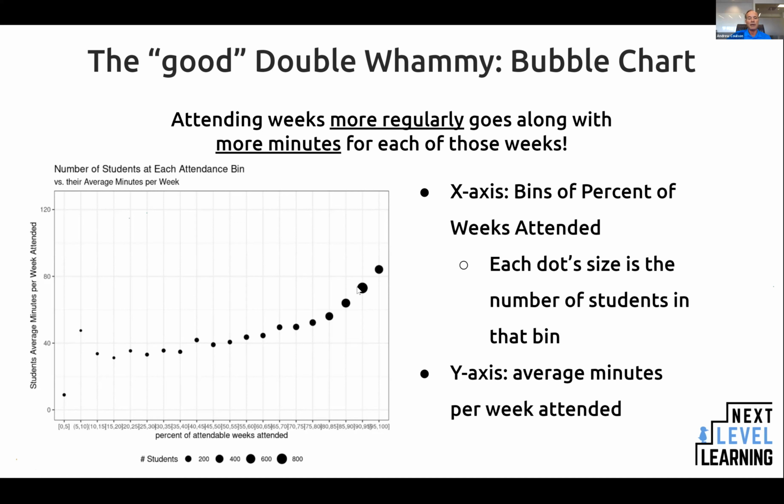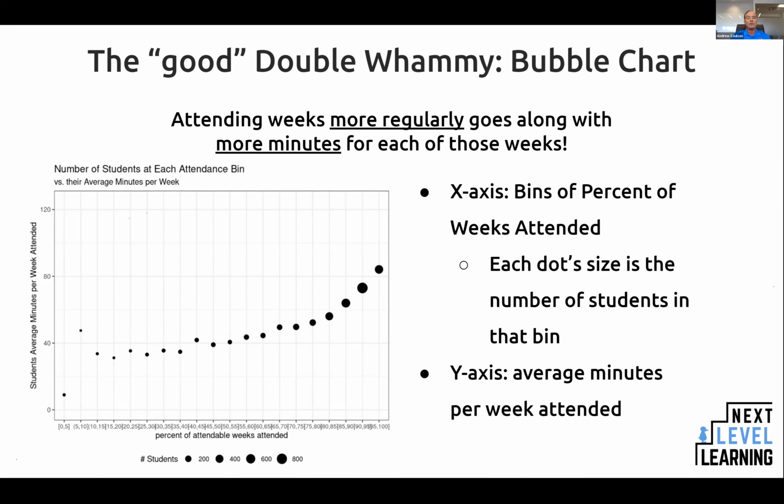So we've binned all the kiddos by which attendance bin they fell into for the full school year, and the size of the bubble is how many students, and then we averaged their minutes per week attended. That's the y-axis. The slope is the thing that pops out here: attending weeks more regularly goes along with not only getting more weeks to accumulate minutes, but in every one of those weeks, students actually average more minutes.